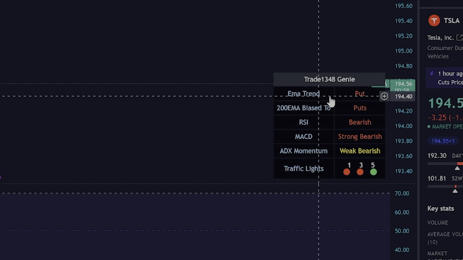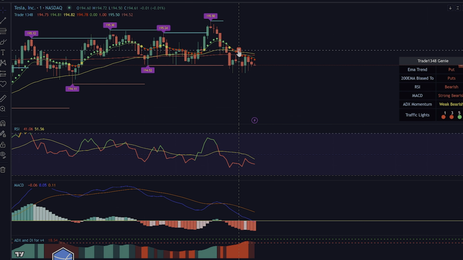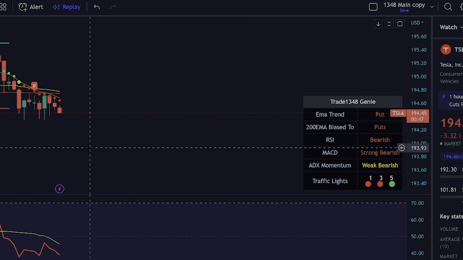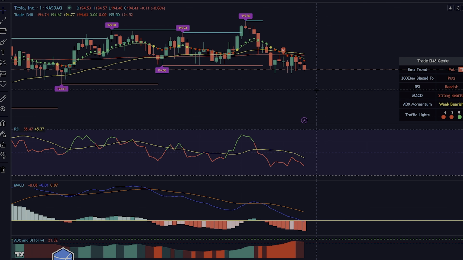We also have the EMA trend, which is biased to puts. The EMA trend is the 1348 cross, and this is to the downside. The 200 EMA is also biased to puts because here on the 1 minute, price action has finally broken below the 200 EMA.